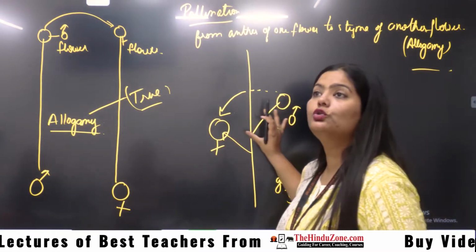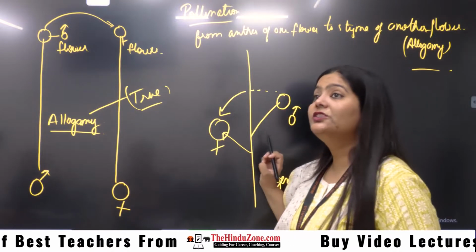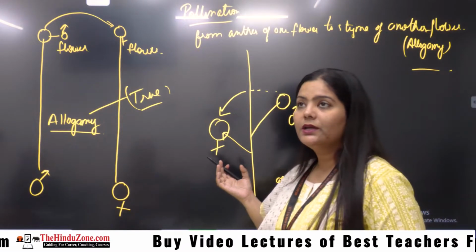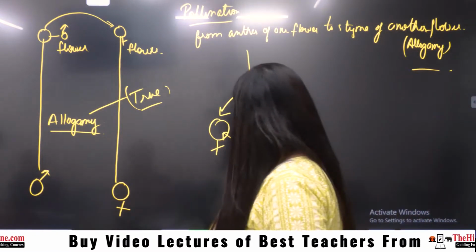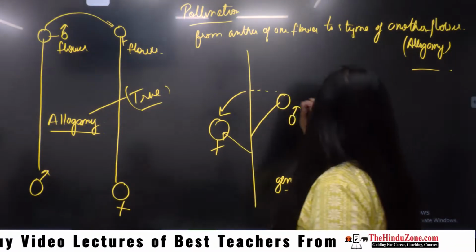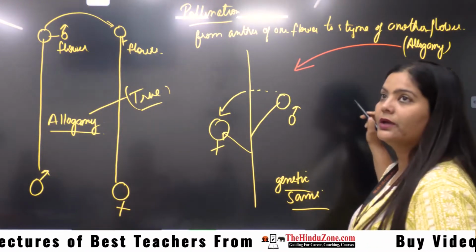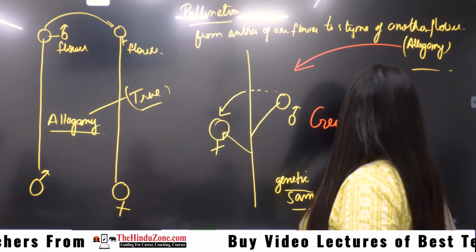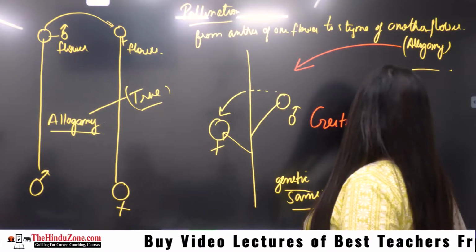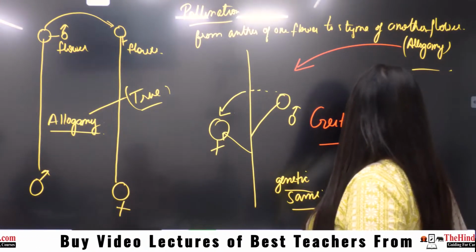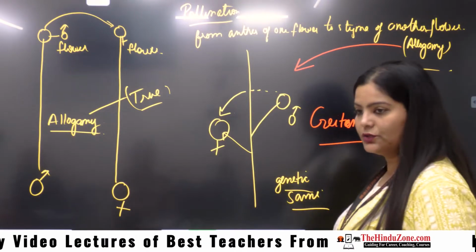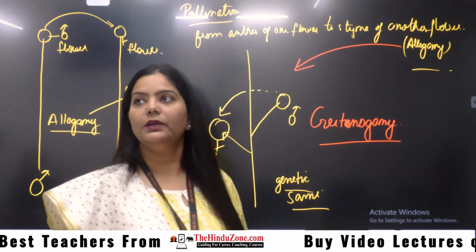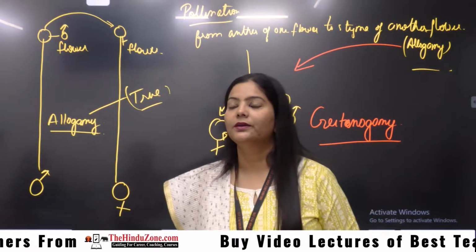But this is also an allogamy, but genetically अगर हम देखें तो this is an autogamy, right? So we cannot clearly call it allogamy या autogamy. हालांकि this is also placed in the case of allogamy. So this is called geitonogamy. Spelling check कर लीजिएगा. This is called geitonogamy. Clear to everyone? Yes, ma'am.